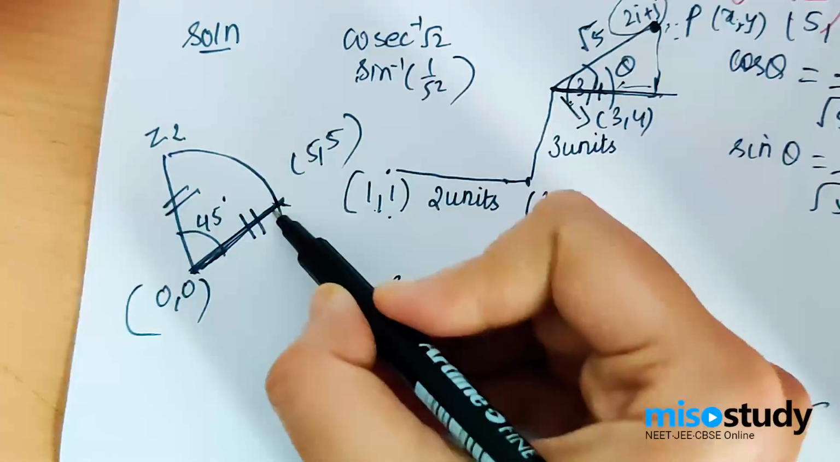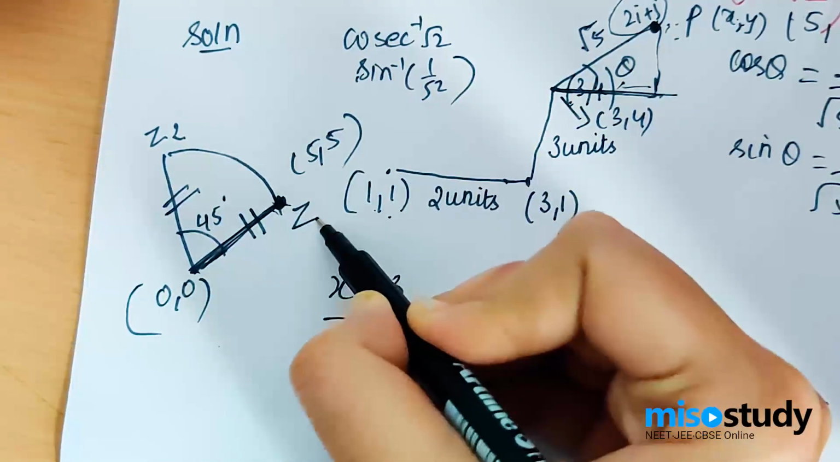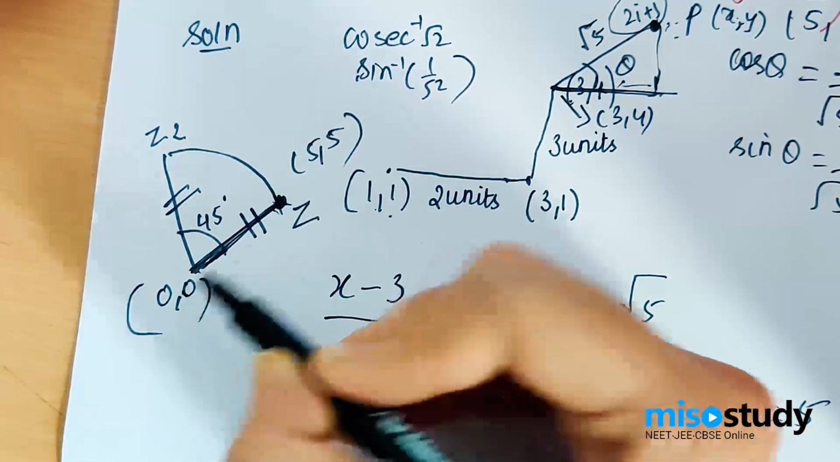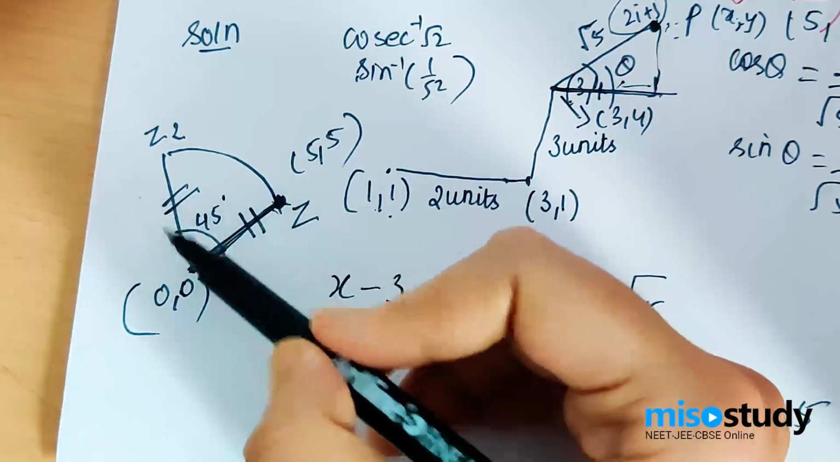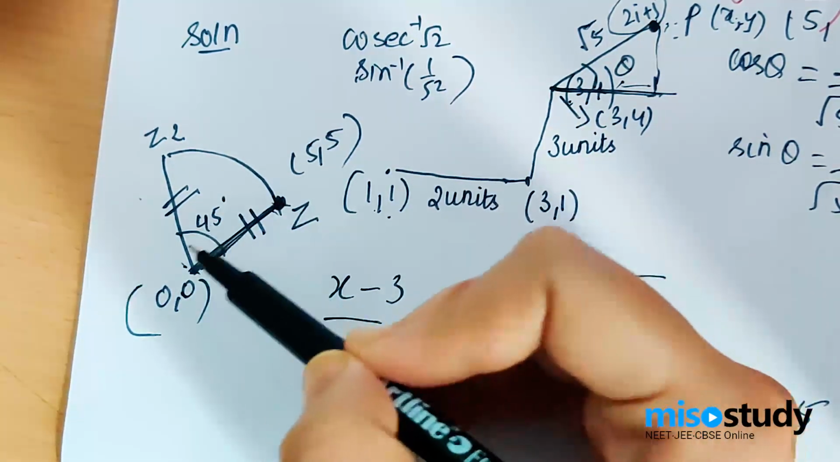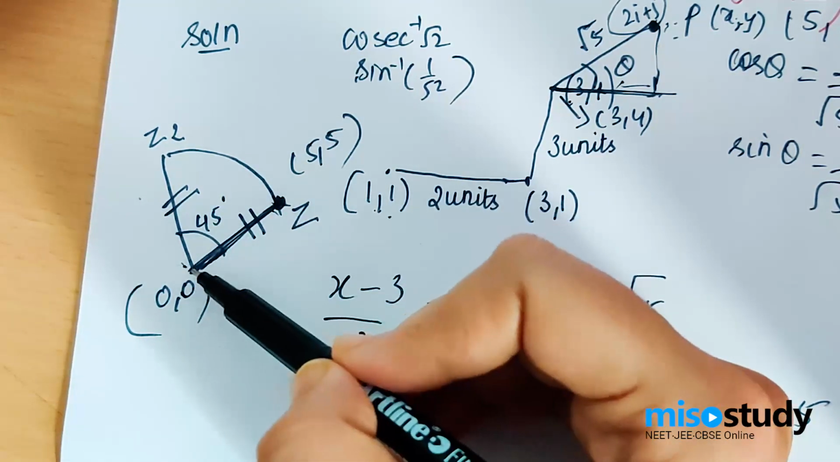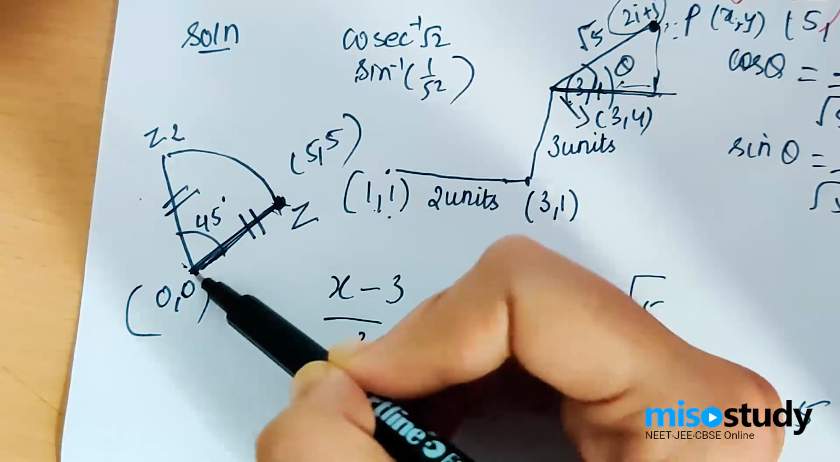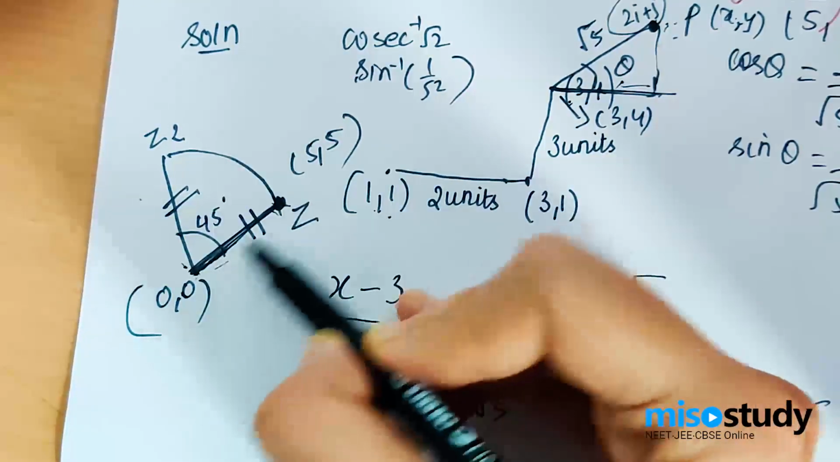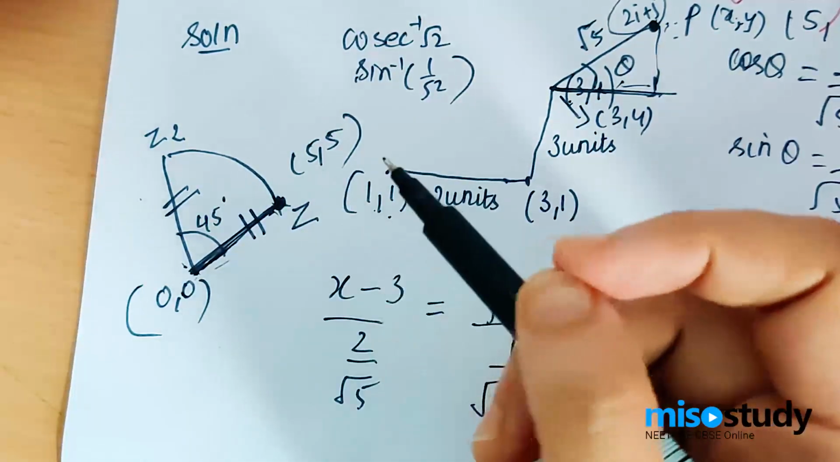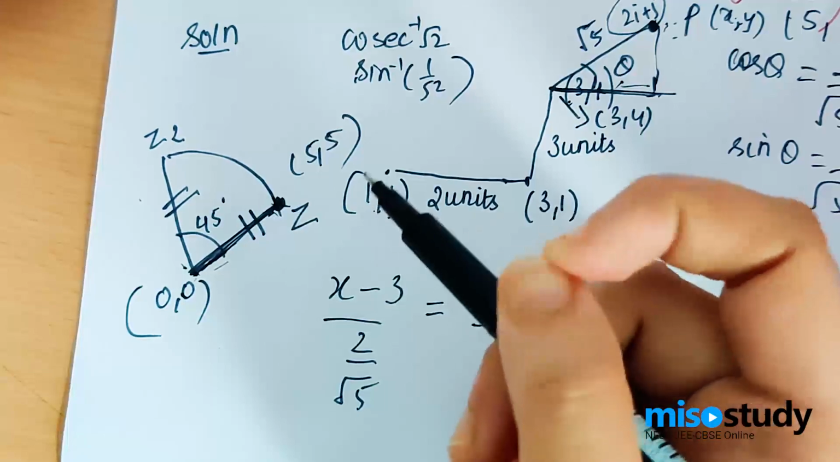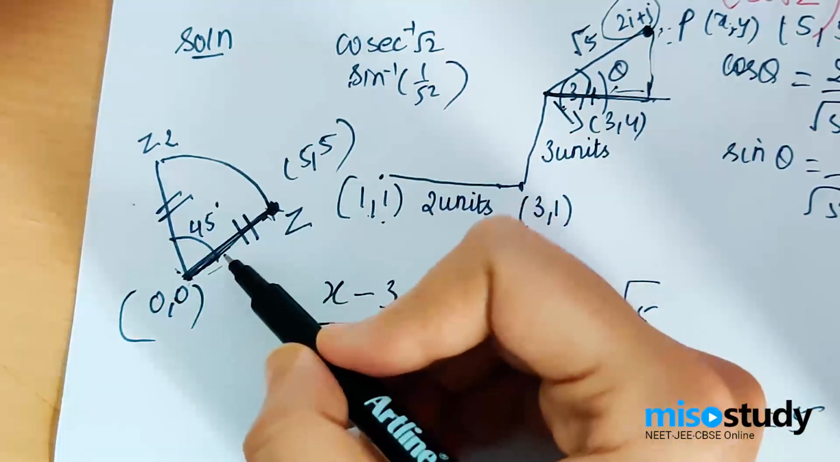Now as you see, there is some complex number z, which is rotated about the origin in the anti-clockwise direction by an angle of 45 degrees, on a circle with center at the origin, to reach a point z2. Since this is an arc of the circle, this distance will be equal to this distance, that is the radius. Yes or no? Okay, so let's apply the rotation theorem.